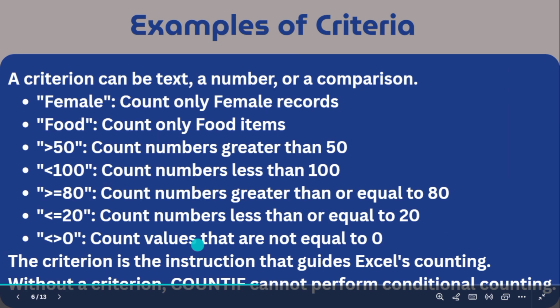What are examples of criteria? A criteria can be a text, it can be a number, and it can be a comparison. So it can be female, it can be food, it can be greater than 50, it can be less than 100, it can be any of these. But the most important thing is when you are writing a criterion, your quotation mark has to be there.